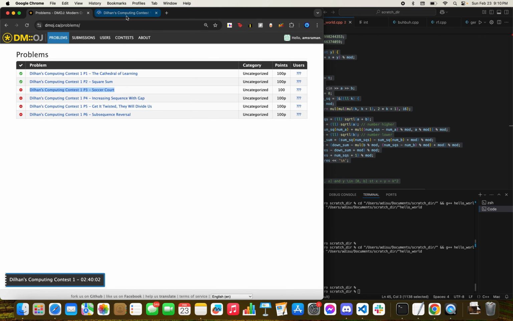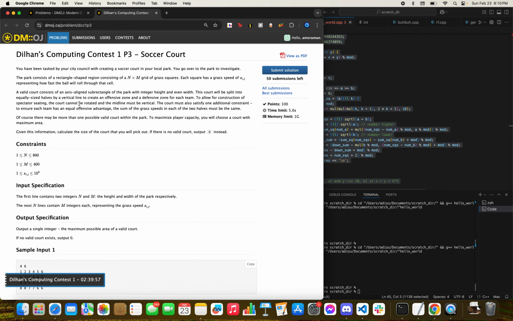20 minutes for the first two is not great, but I'm also scared of this contest, so I can't be that disappointed. Okay, what is this? You have been tasked by your city council with creating a soccer court in your local park. You go over to the park to investigate.